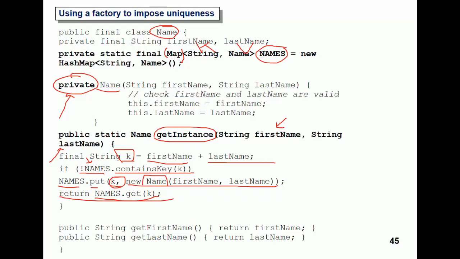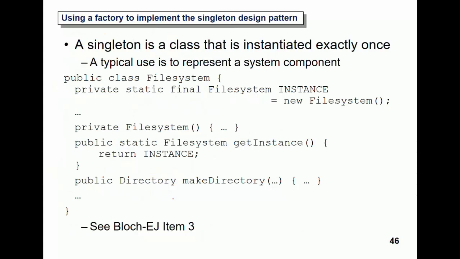So we're imposing uniqueness. We're ensuring that you're only creating one object of each. So you only have unique objects. You're not creating duplicate objects by mistake. Another place where you might want to use factories is something called the singleton design pattern, where you only ever want to create one instance of any type of object.